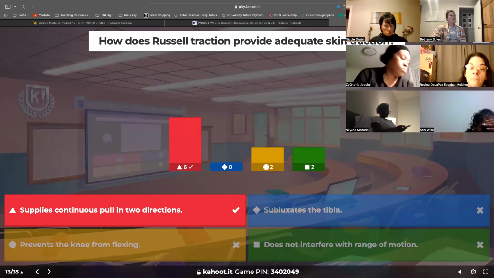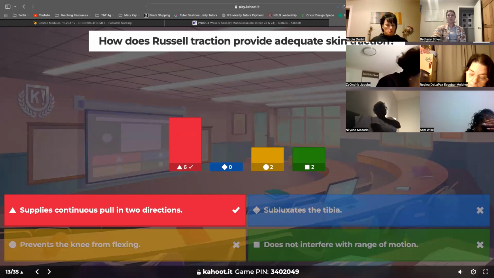Russell's traction supplies continuous pull in two directions. So remember, that's where the leg is going to be elevated off the bed. And so we're going to have pull in both directions for that.